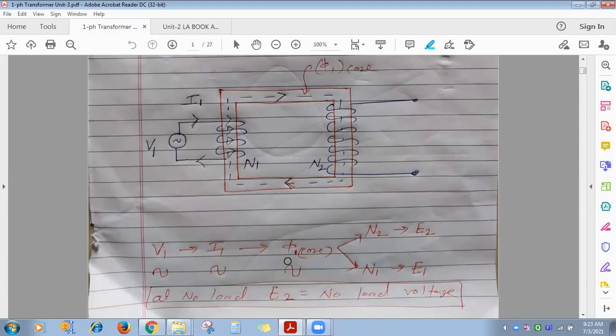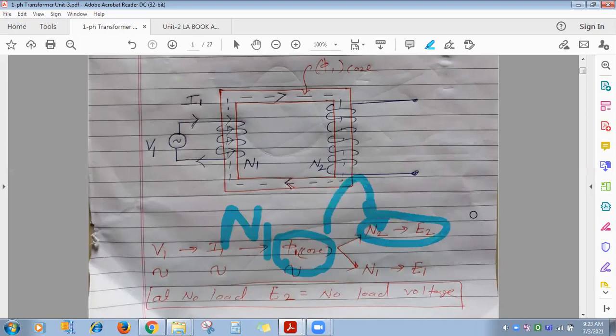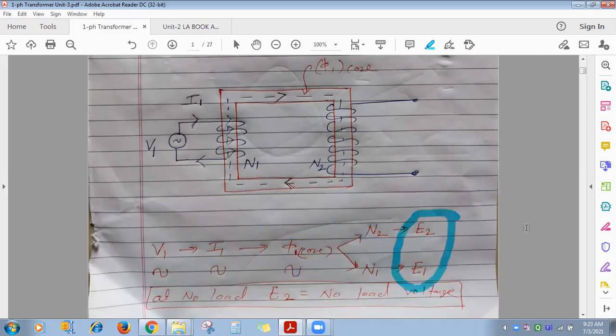But if you observe this flux phi1, it is produced by N1 I1, that is N1 number of turns, and this flux comes in contact with N2 number of turns and EMF E2 gets induced in N2 number of turns. That's why it is called mutually induced EMF. It means flux produced by N1 turns and EMF gets induced in N2 turns, mutually induced EMF. We'll derive the expression for this self and mutually induced EMF.